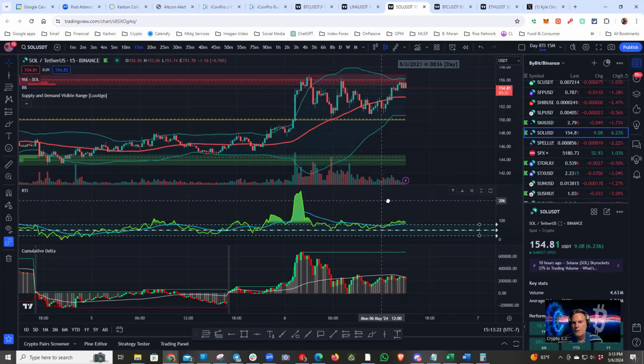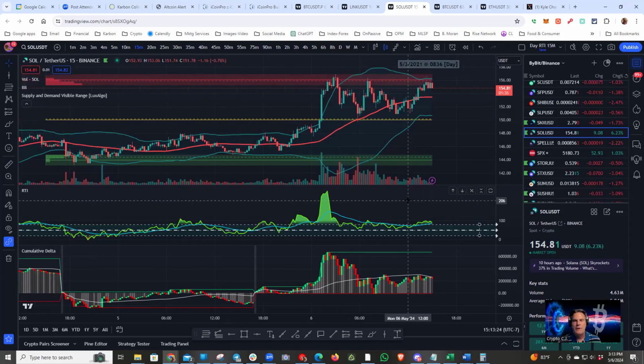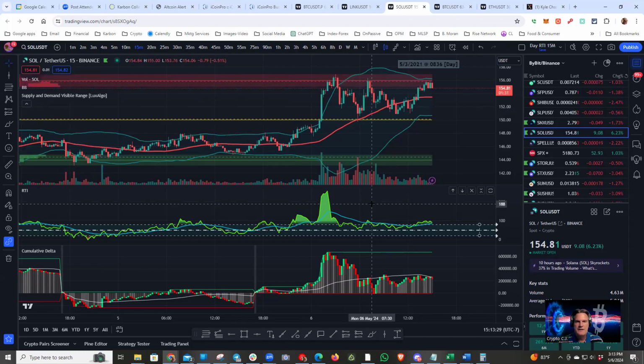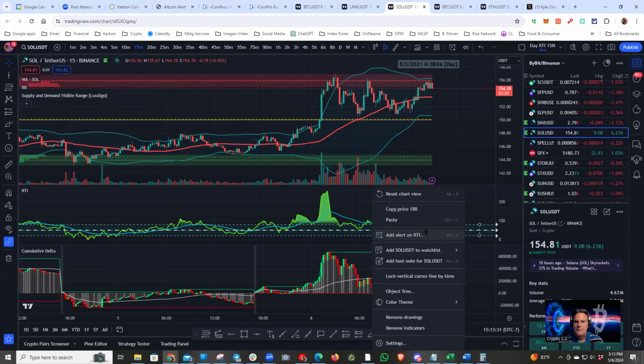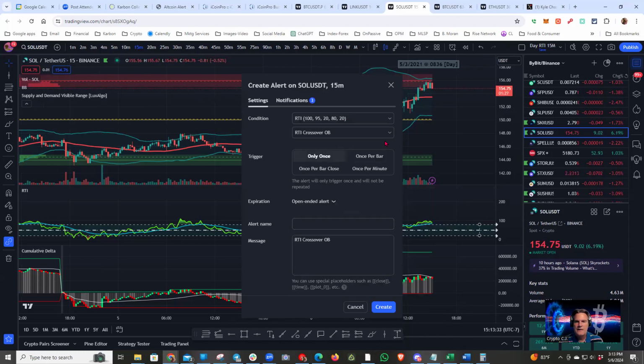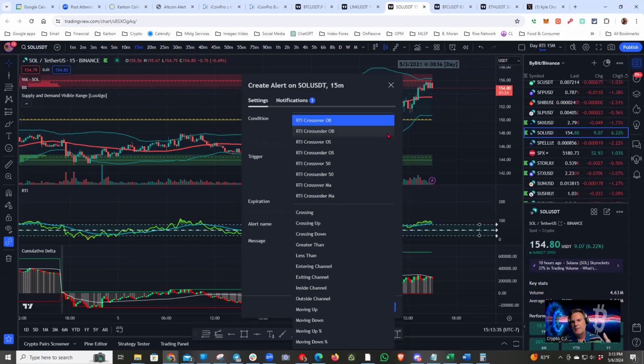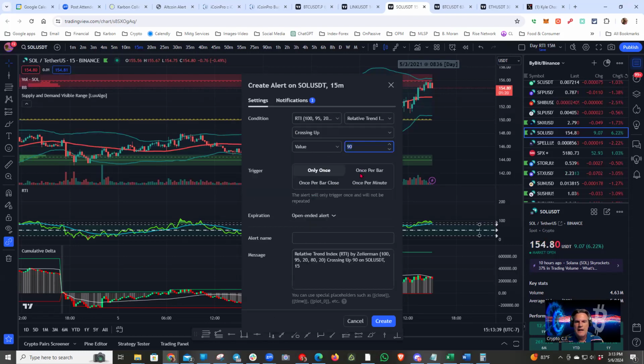Okay, so what do we do now? We don't have the setup we want, so we're going to set an alert on the RTI. There's a couple ways to do it. Right click on the RTI. For the dip below the 20 and the retrace that I discussed earlier, we're going to be crossing up on the 20. And if you want to leave this on all day, which is what I usually do, choose once per bar close.